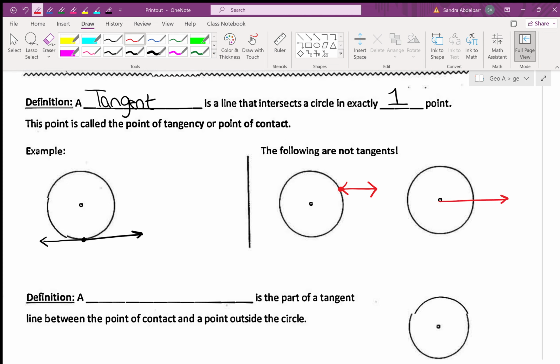Let's draw it in a different direction. Is this a tangent? No, why? Because if you extend it again, what's going to happen? It's going to touch the circle again. A tangent can only touch how many times? Once. A tangent can only touch once.